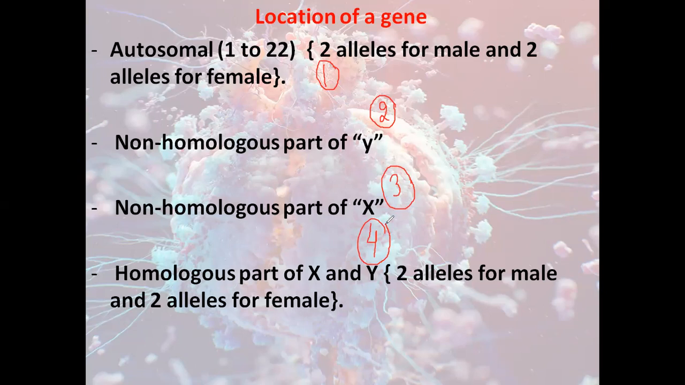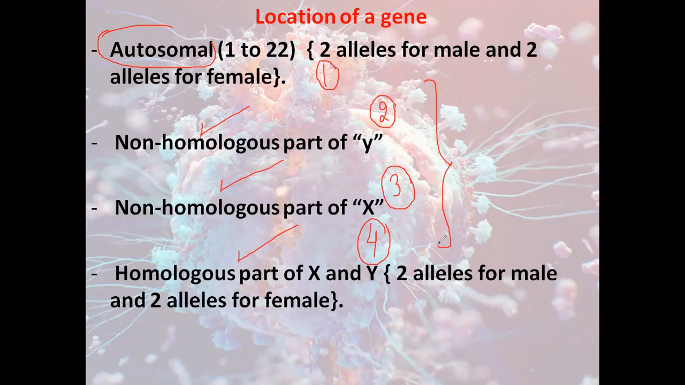For example, they said that the allele of the disease is autosomal, it's found on chromosome number 7. So in order to prove that it's autosomal, and they said discuss logically the localization of the gene, I can't say immediately it's autosomal. I have to deny the non-homologous part of Y, the non-homologous part of X, and the homologous part of X and Y. I have to deny the three cases in order to reach one of these cases.